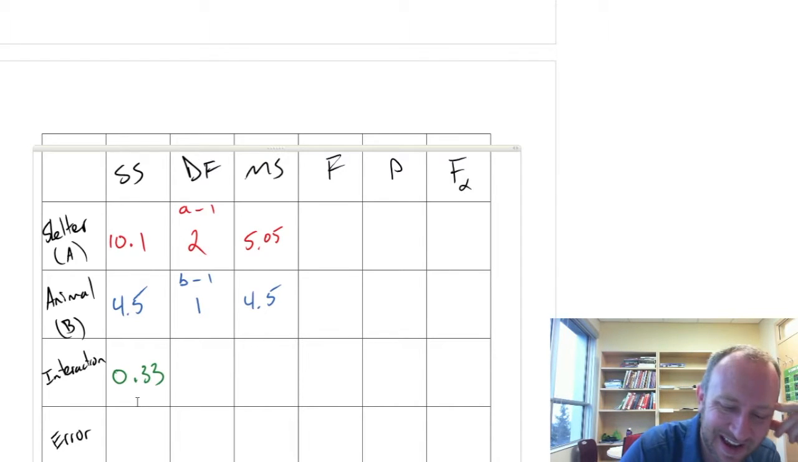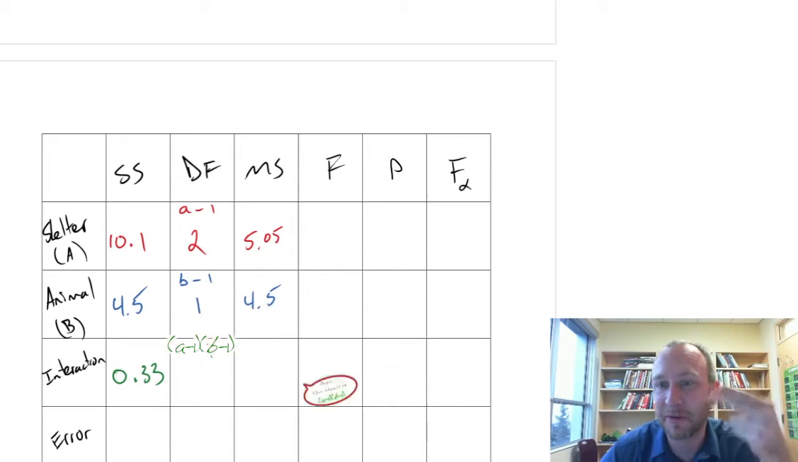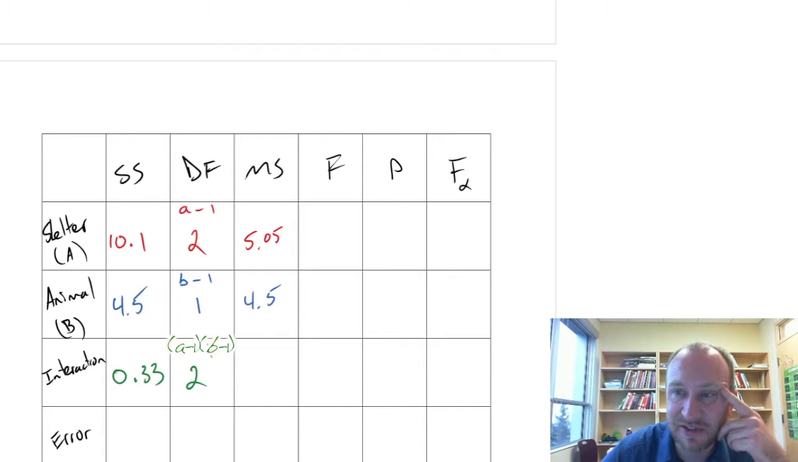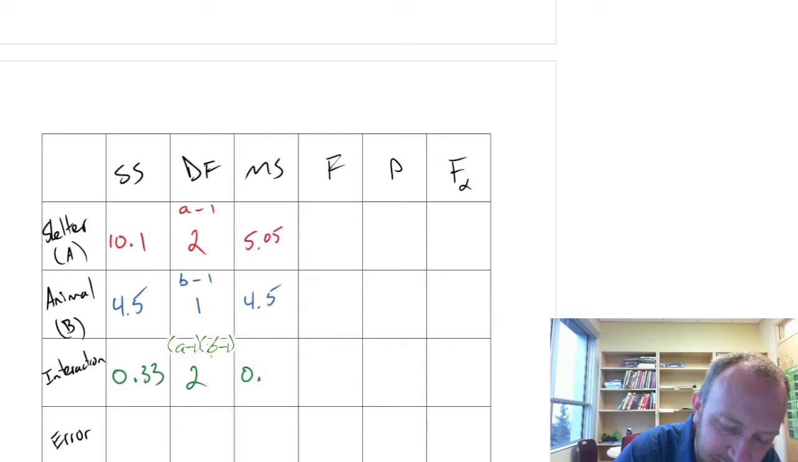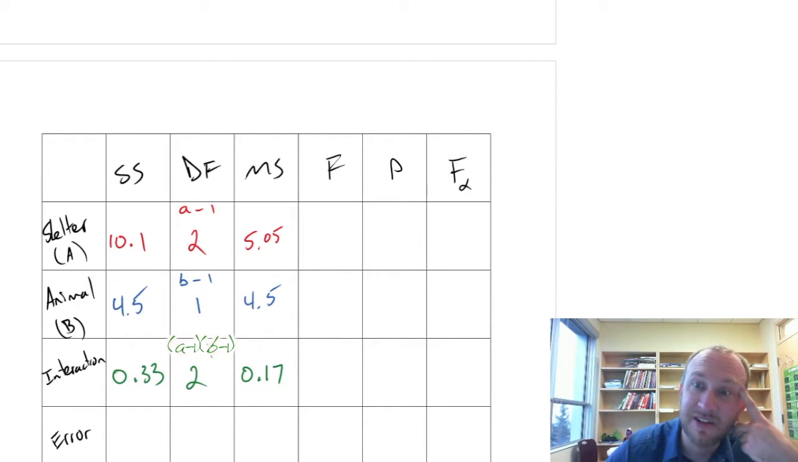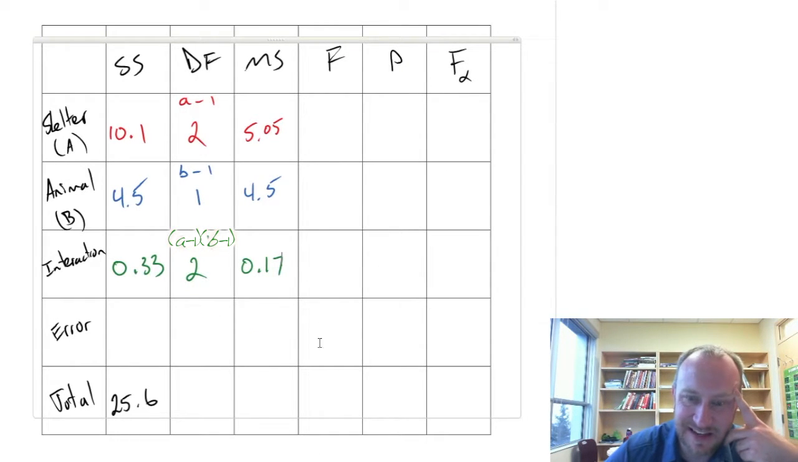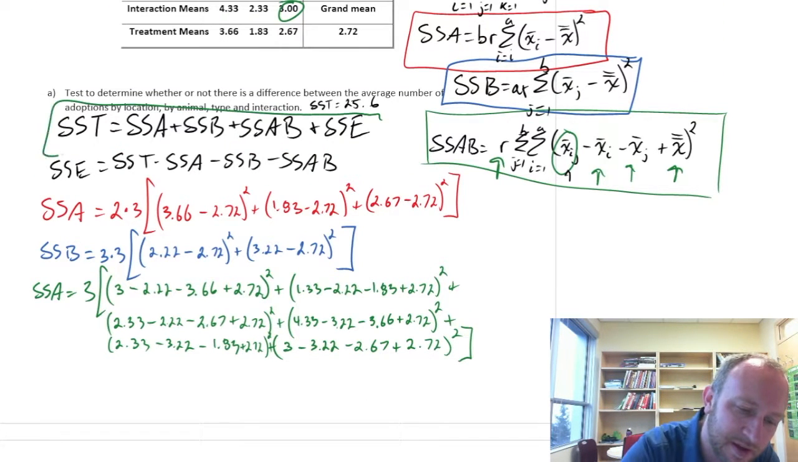And so here we have our degrees of freedom as r minus 1, number of replications minus 1. We had 3 replications, so I have 2 degrees of freedom, and 0.33 divided by 2 is 0.16 or 17, we'll say. Okay, we're doing all right. Let's fill in SSE now. So SSE, again, we're going to use this relationship right here that we have here.